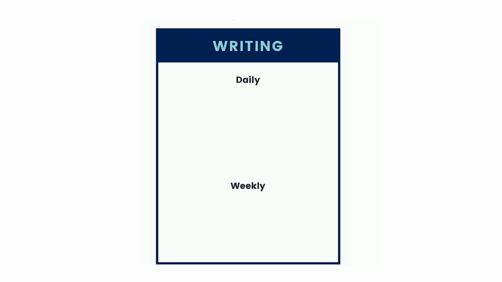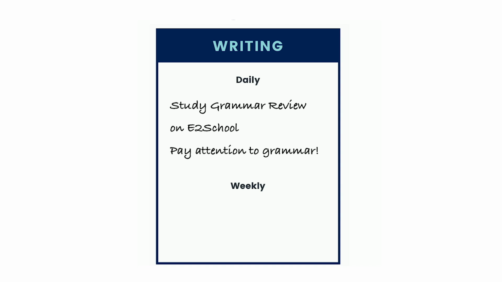So let's set some goals for writing. On a daily basis, you might want to study grammar review on e2school.com. It's free. And you also want to start paying attention to grammar. That is, if you don't know when to use a plural noun, find out when to use a plural noun and start improving it. On a weekly basis, you can come and attend our E2 Language live classes where we go through all of this stuff and we talk to you about vocabulary building and grammar, and we look at model letters. It all happens in the live classes taught by expert teachers on e2language.com.